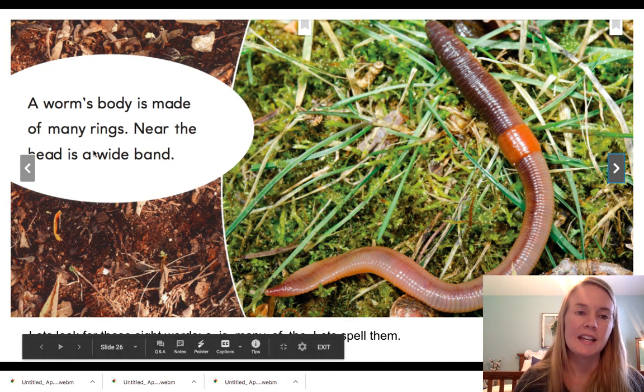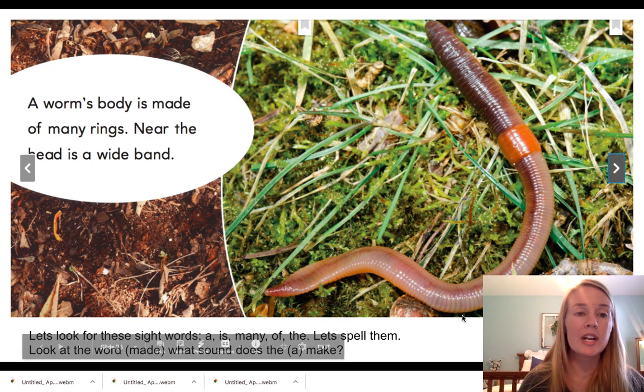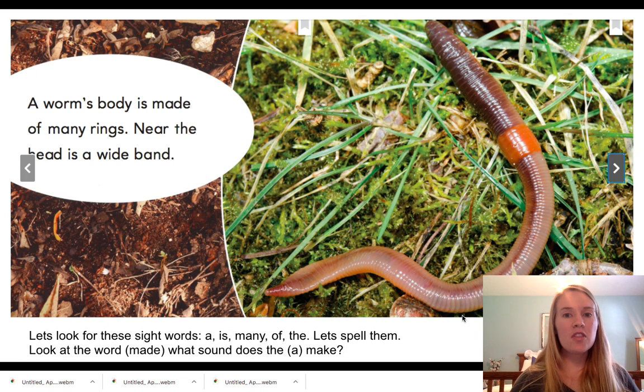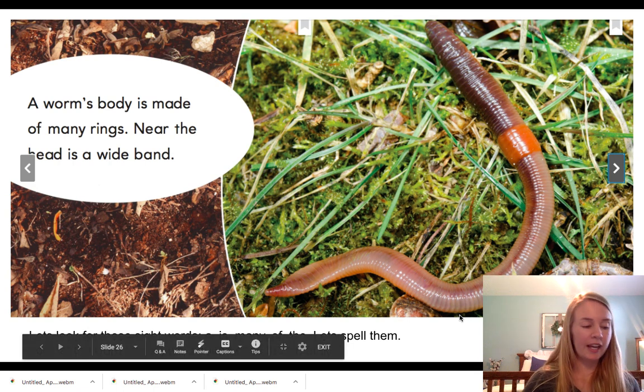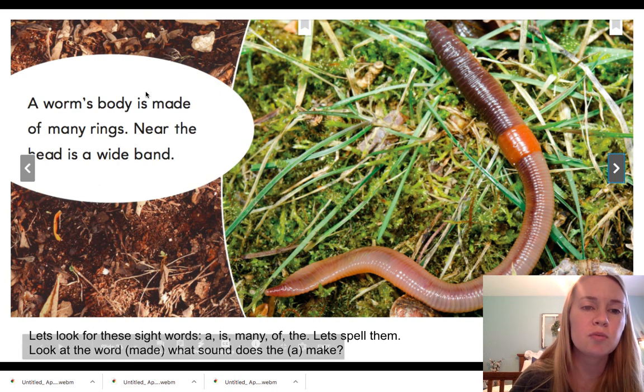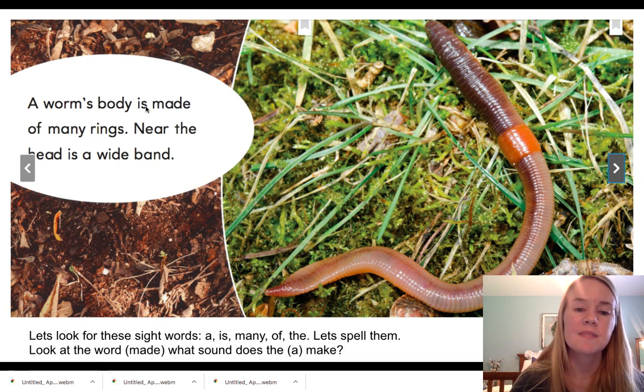Good, right here, A. Now can you find the word is? Find the word is. Did you find it? Good job. It's right here, is.